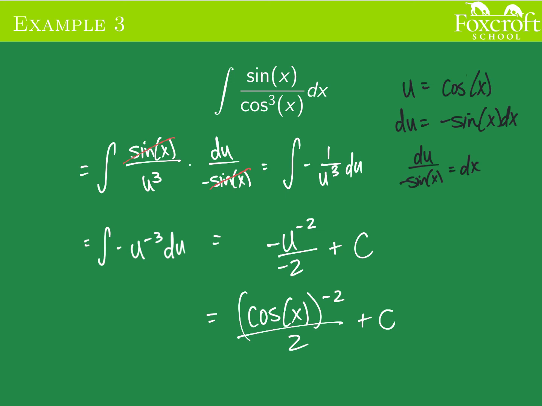And that's technically right, and again, WebAssign would almost certainly accept that, but chances are you'd move the negative exponent to the bottom, so it'll be 1 over 2 cosine squared of x plus c. That's the way you would most likely see it as a multiple choice question.